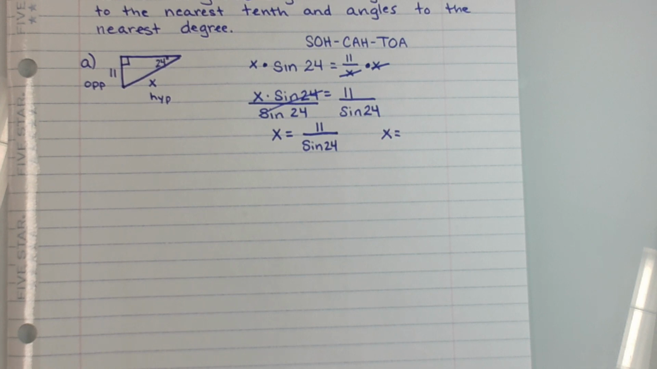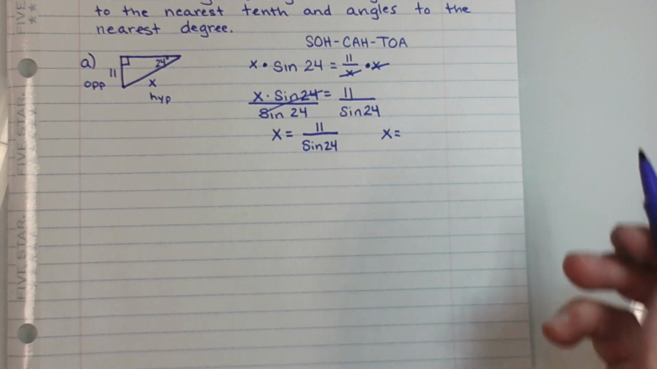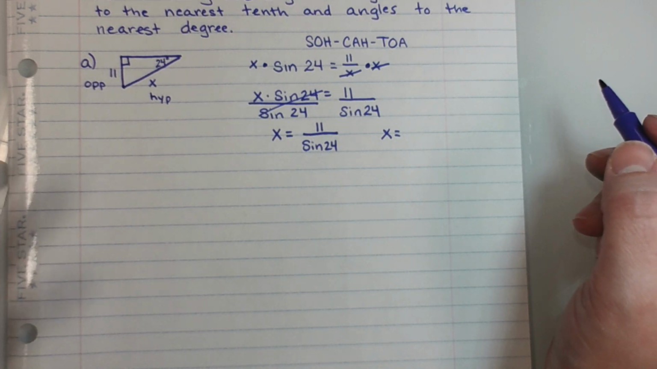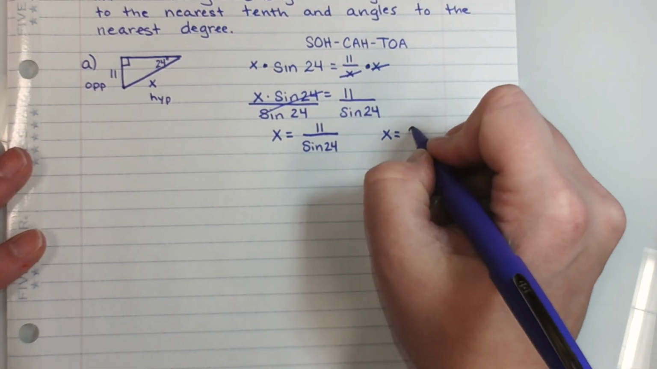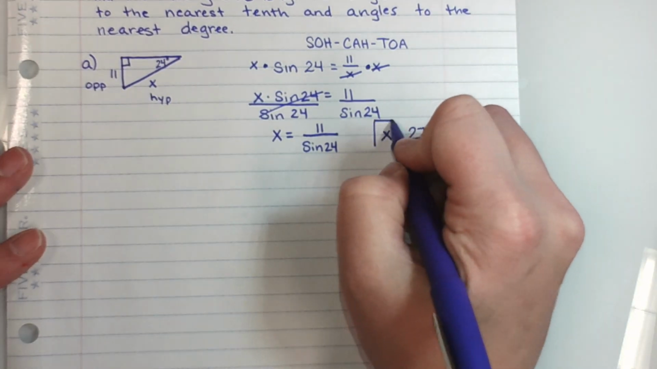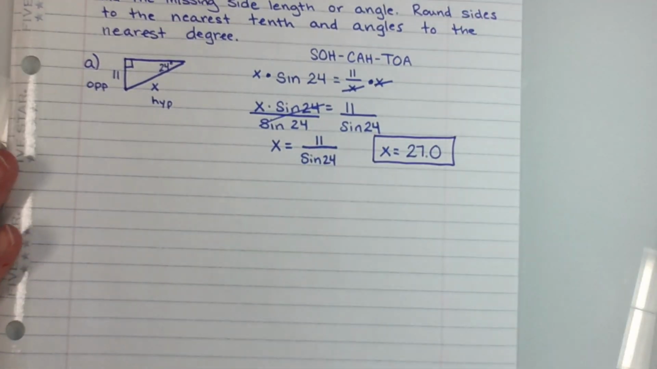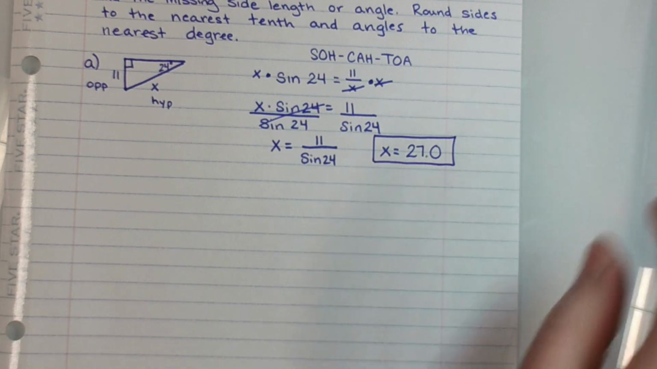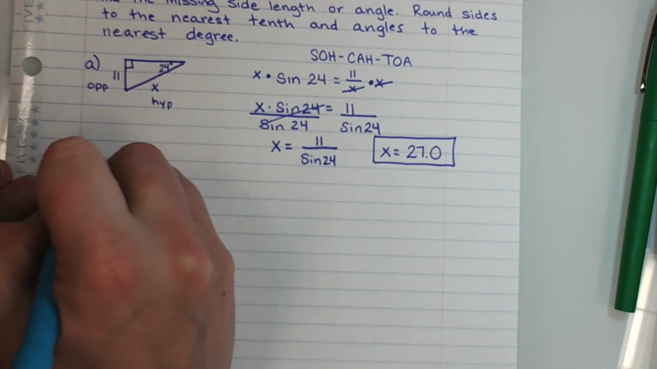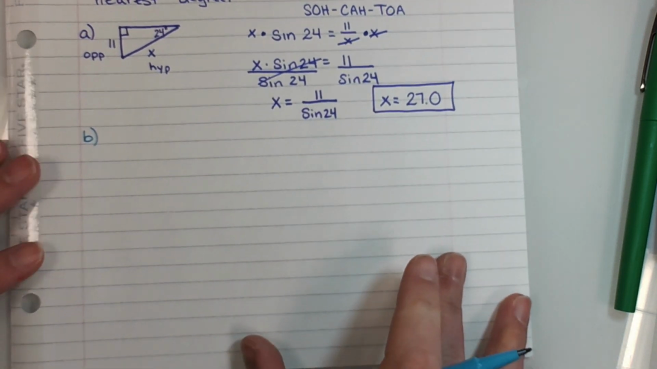Marissa, what do you get? 27.044. What am I rounding to? 27 or 27.0 technically. Because it says round to the nearest tenth. Ta-da. There we go. Does this look familiar? A little bit. You did this in geometry.